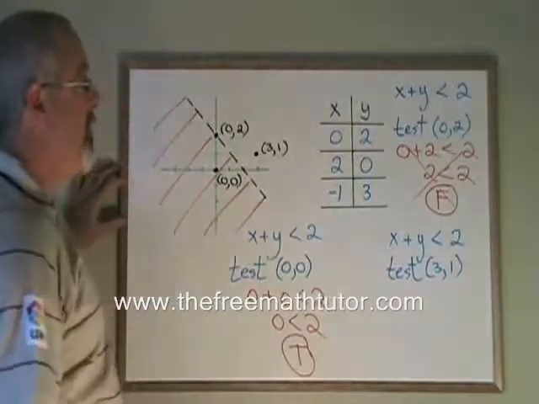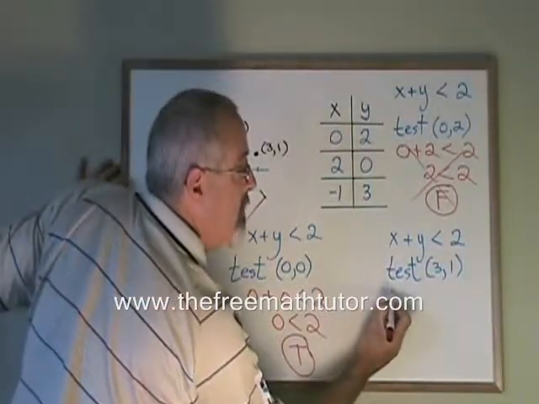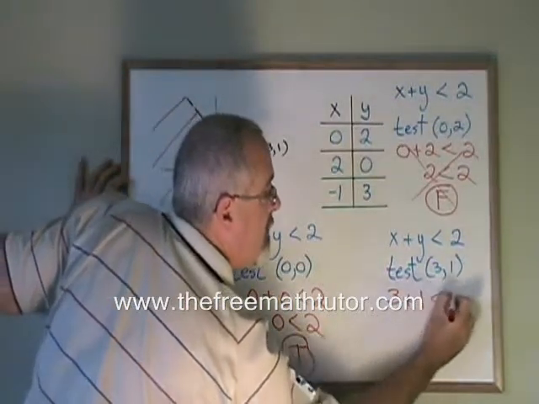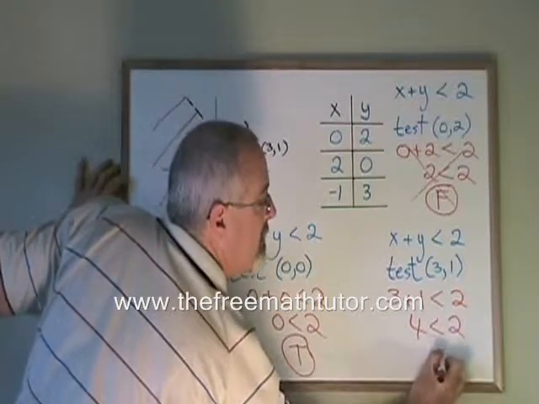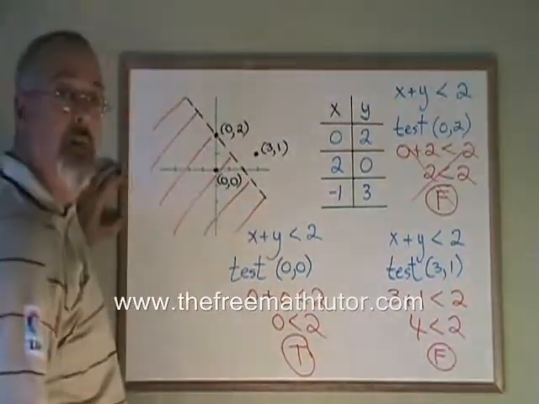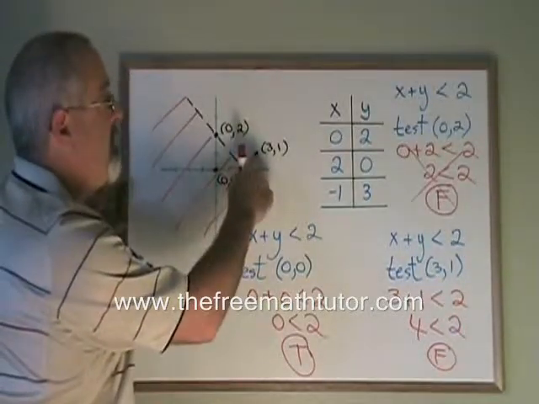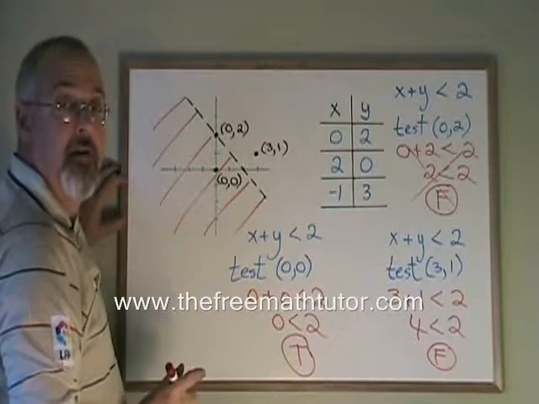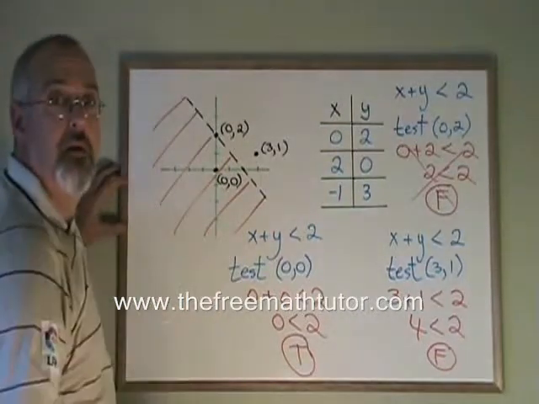Let's try the test point 3, 1, which is on the other side of the line. Plugging the x equals 3 and the y equals 1 into the inequality, I get 3 plus 1 less than 2, which simplifies to give 4 less than 2, and that's false. This time, though, my false result tells me where to shade. Since I got a false result from a point that's over here, it means that point is in a region that is not part of the answer. I should not be shading that region. I should be shading the other region.